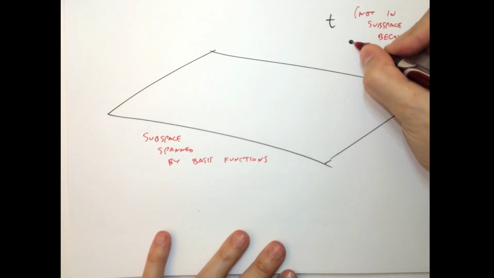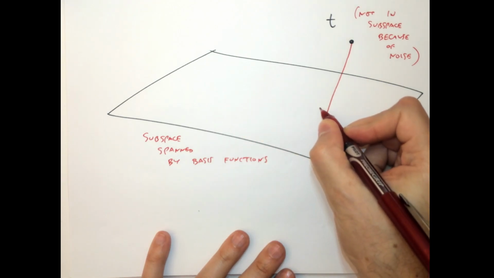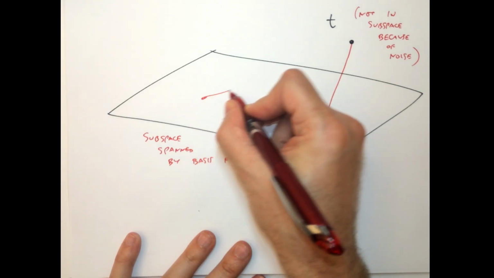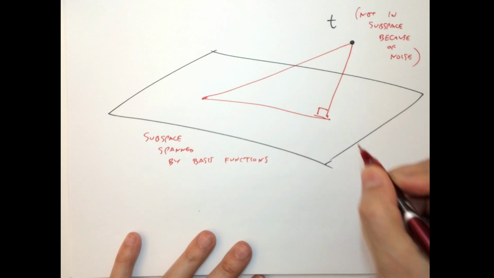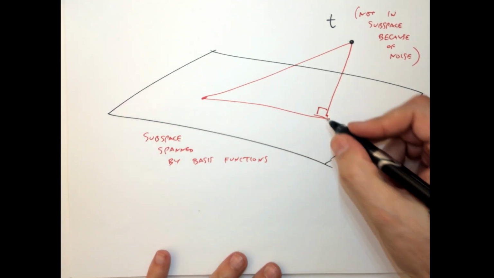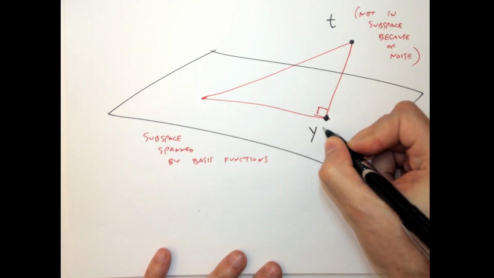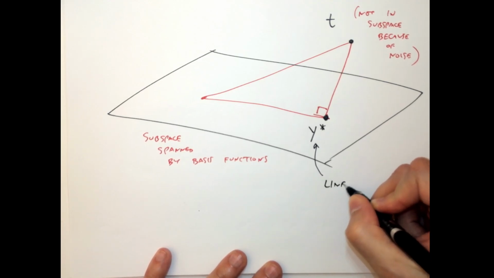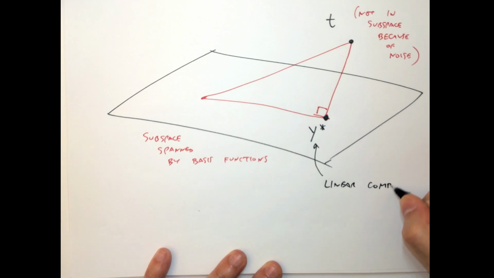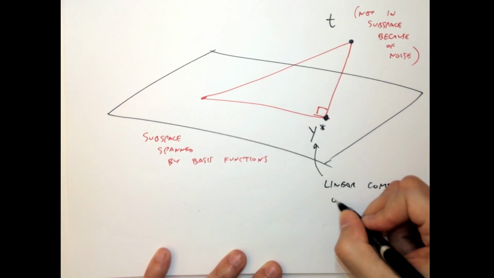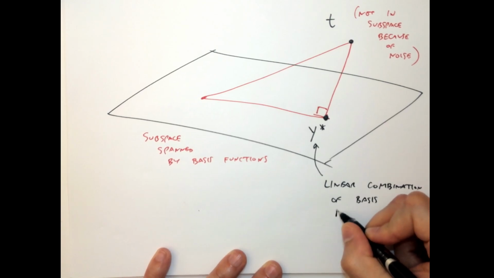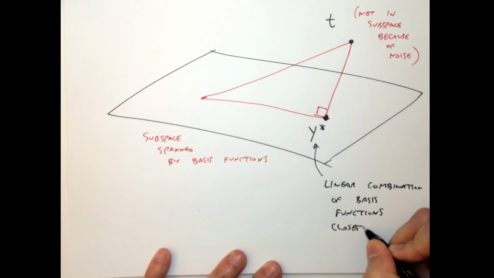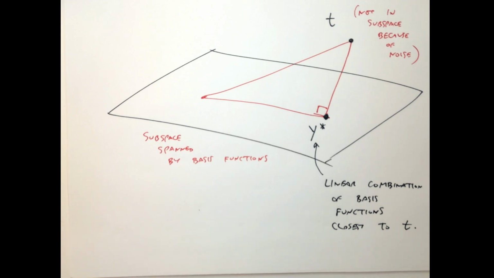So what I want to do is build a right triangle down here, and this point here is the best that I can do. This is the linear combination of basis vectors or basis functions closest to t.